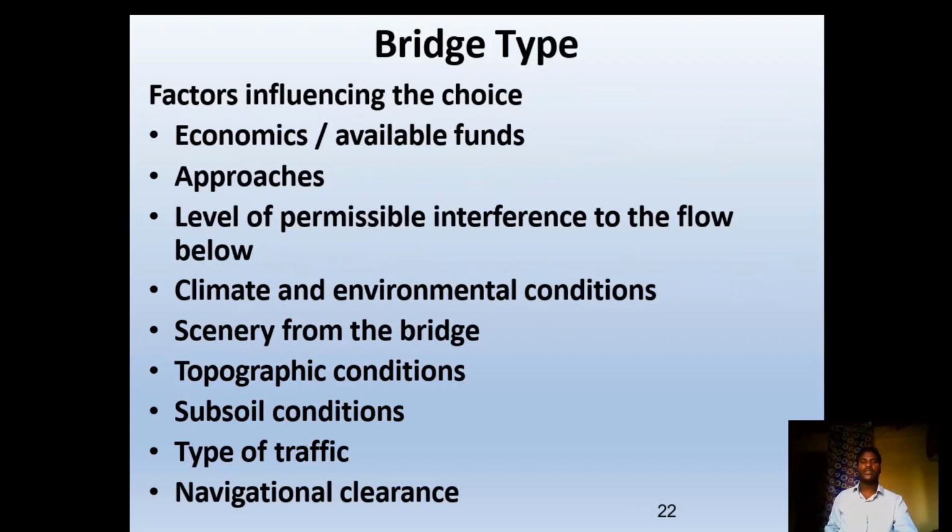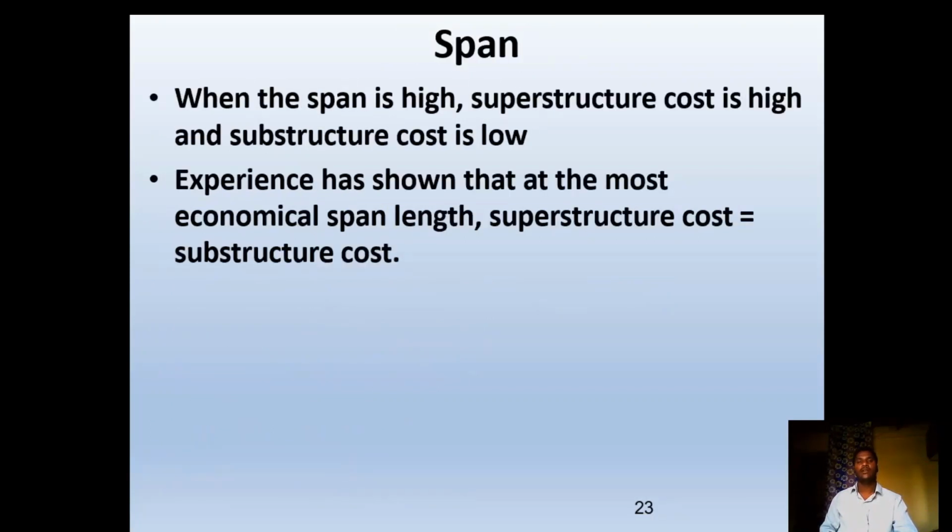Factors influencing the choice: economics, available funds, approaches, level of permissible interference to the flow below, climate and environmental conditions, scenery from the bridge, topographical conditions, subsoil conditions, type of traffic, navigational clearance.